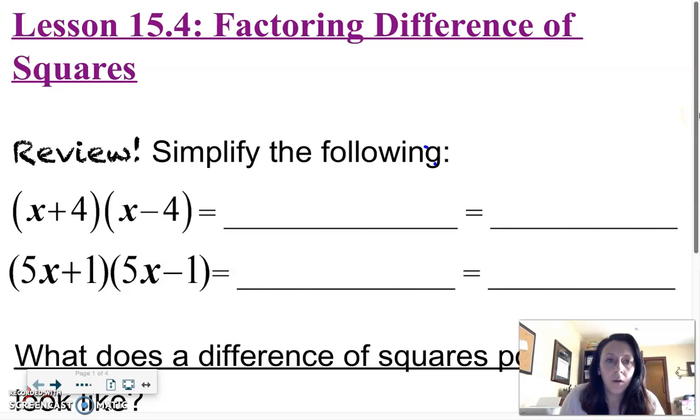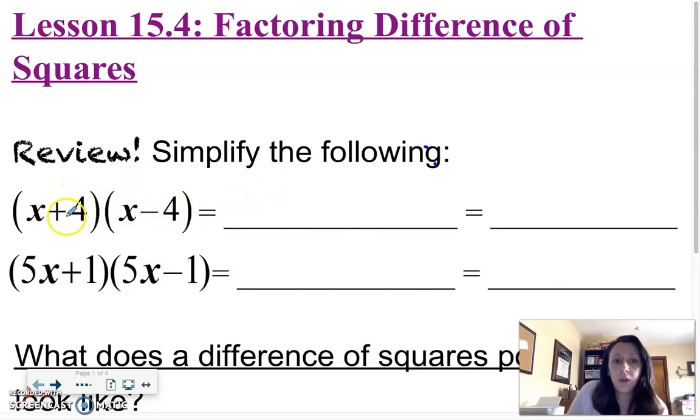Hey, we're back for lesson 15.4. This is the final lesson of new factoring skills that you're going to learn. I don't even know if I would call this a new factoring skill really, because you can use things that I've already shown you in Unit 14 to help you with this lesson. So let's begin. We're going to start with a quick little warm-up.